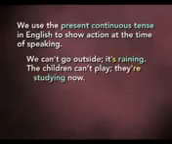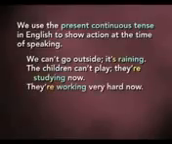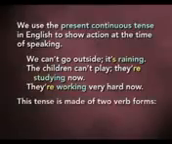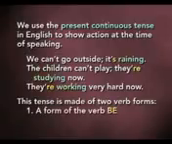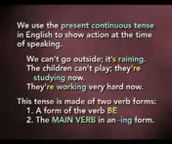We can't go outside. It's raining. It's raining now, right? We can't go outside. The children can't play. They're studying now. They are studying. They're working very hard now. Are working. So, this tense is made of two verb forms. A form of the verb be and the main verb in an ing form.